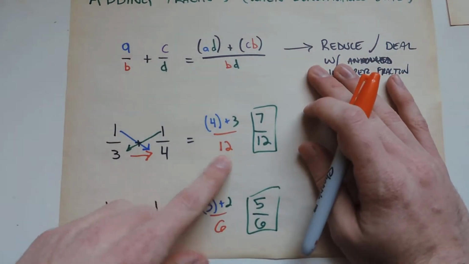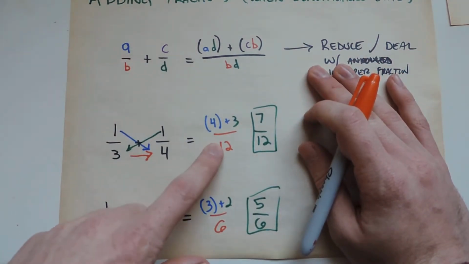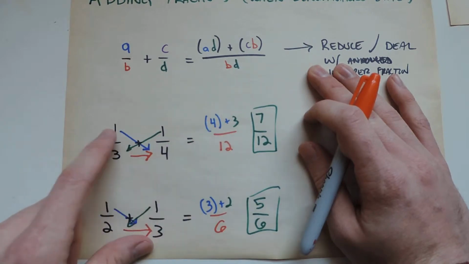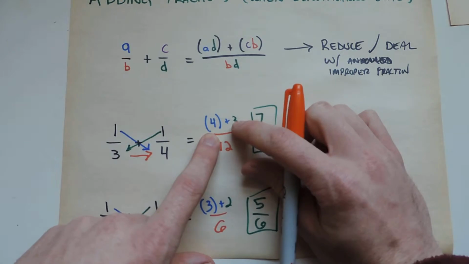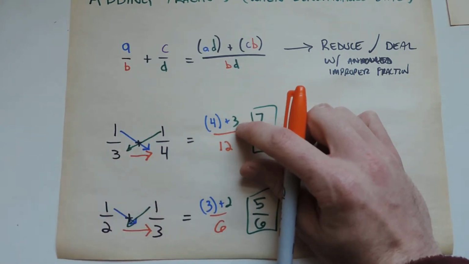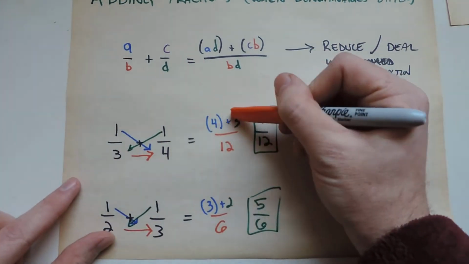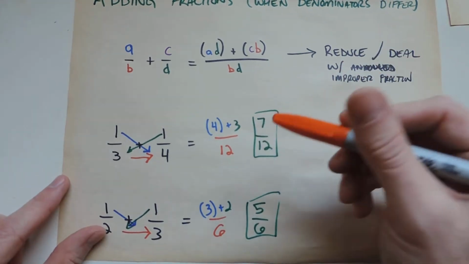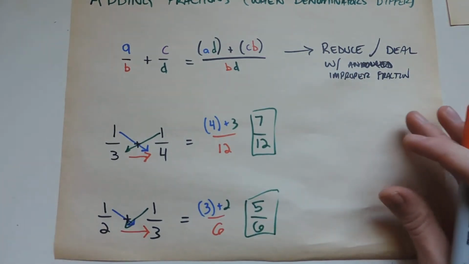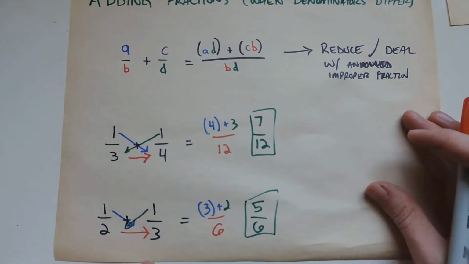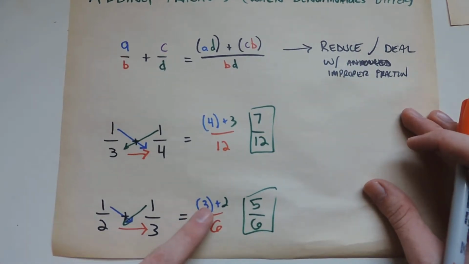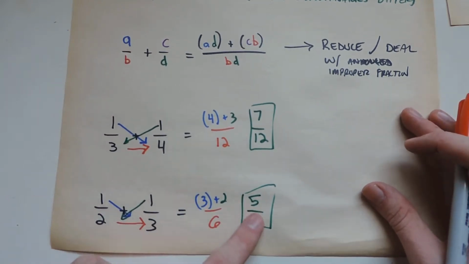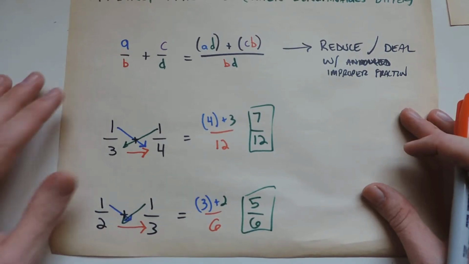So for the new denominator, we take 3 times 4, we get 12. And then for the top, we cross multiply these things. So we got 1 times 4, and then we add that to 1 times 3, which is 3. And then we add these two numbers together, and we get 7 over 12. We don't have to reduce it because that's reduced. And so here, we're going to multiply the denominators. We're going to get 6 for the bottom. We're going to do 1 times 3 plus 1 times 2, which is 2. And overall, we get 5 over 6.